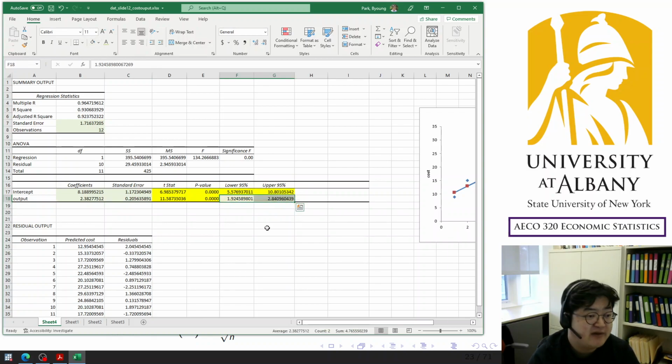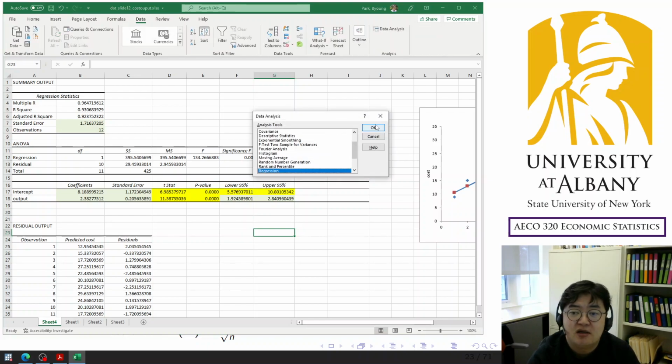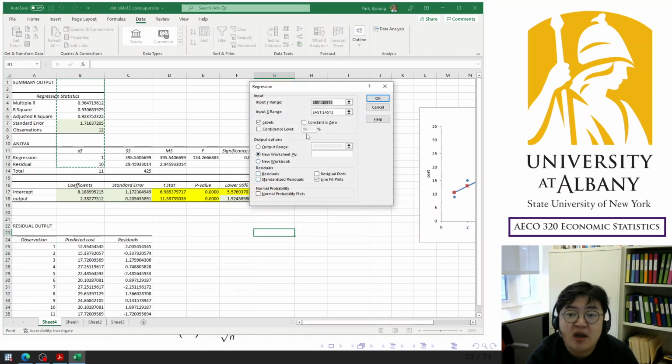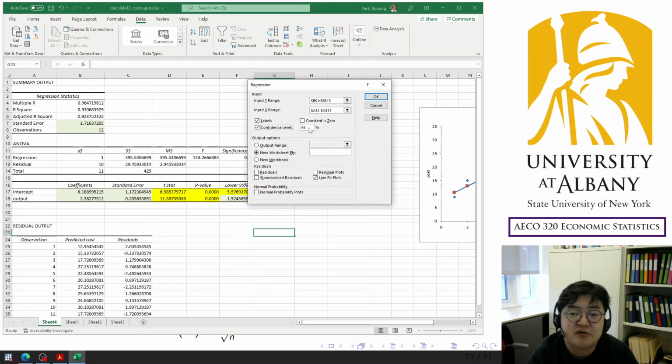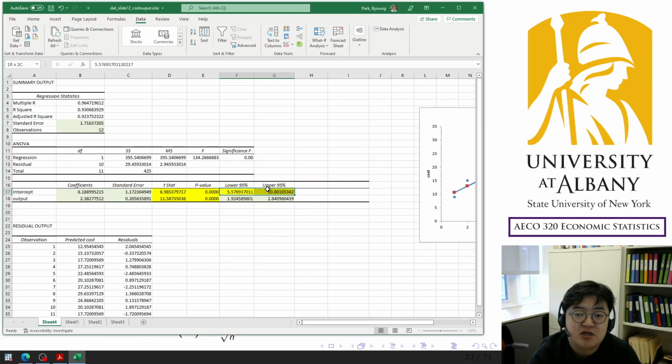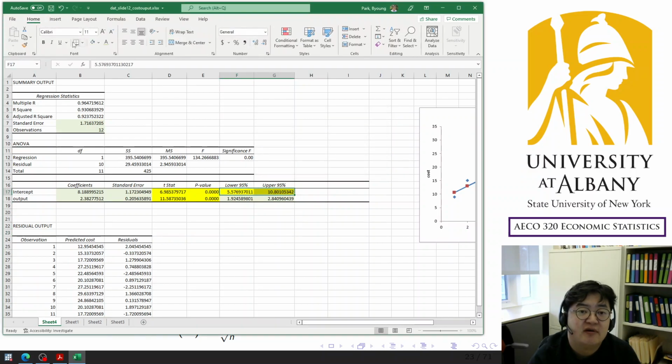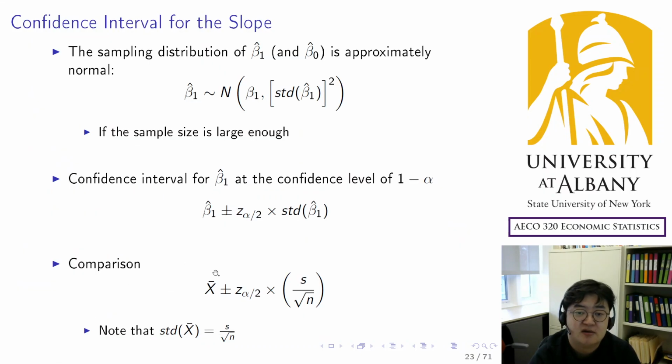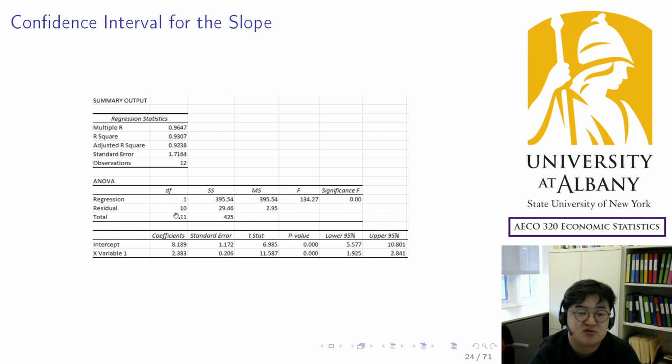Because 95% is the standard, it automatically assumes 95%. So you may change that in the option. So in regression here, you may set the confidence level different from 95%. You may choose that. But here we already have confidence intervals calculated by Excel. Okay, so we cleared these two guys.